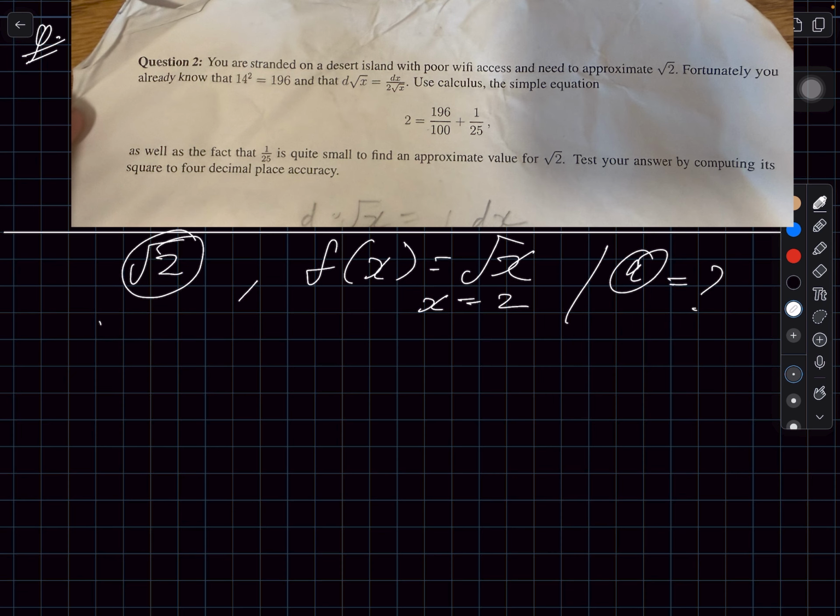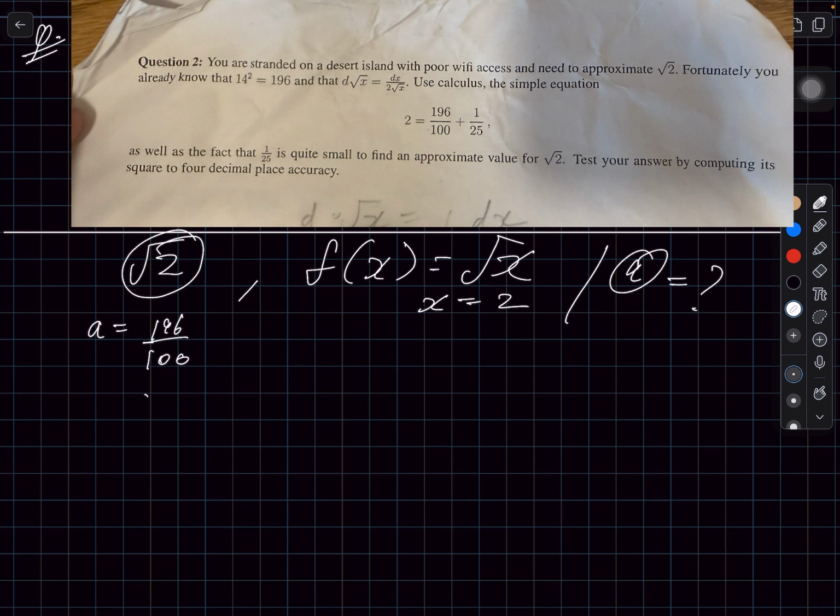2 is equal to 196 by 100 plus 1 by 25. So it says 1 by 25 is quite small, to find an approximate value for root 2. Test your answer by computing its square to 4 decimal places. So it said 14 squared is equal to 196, and then in another equation it said 14 squared by 100. We can get a hint: if we take the root of 196 by 100, we'll get 1.4. So here a is equal to 196 by 100.